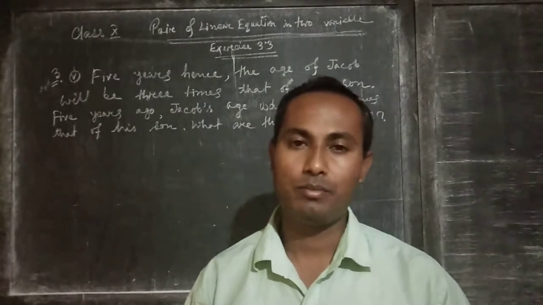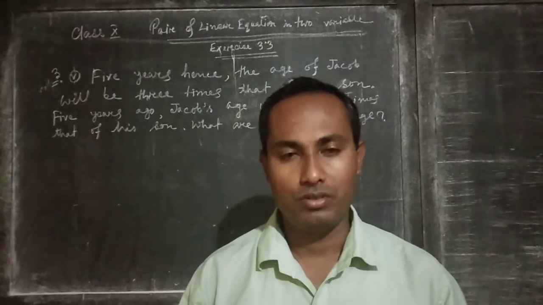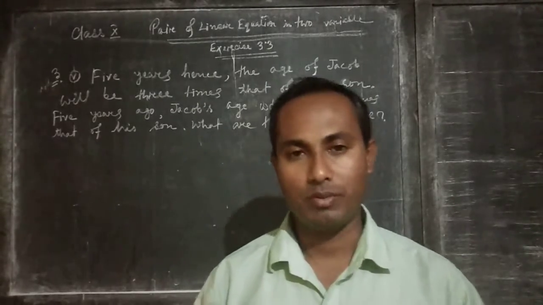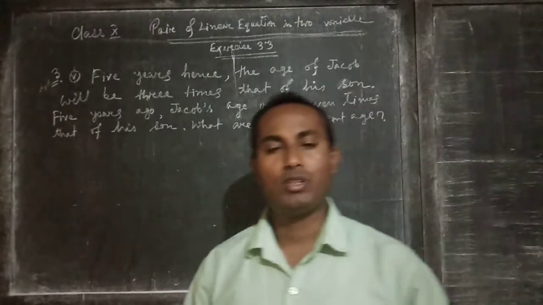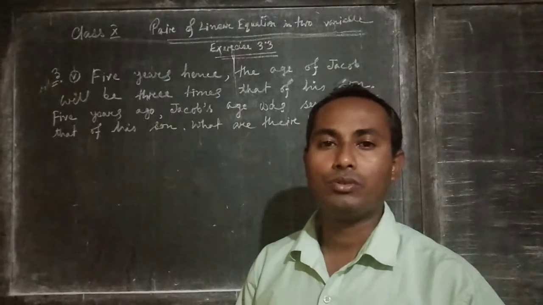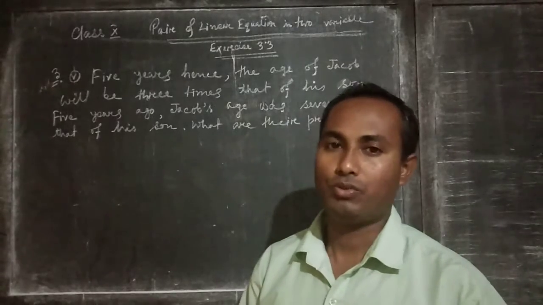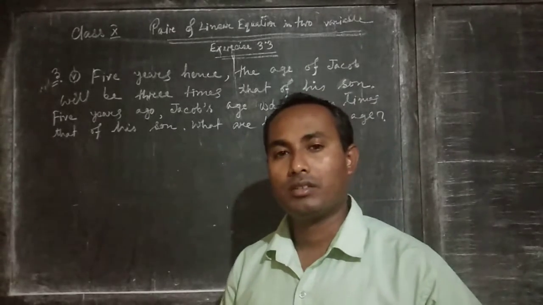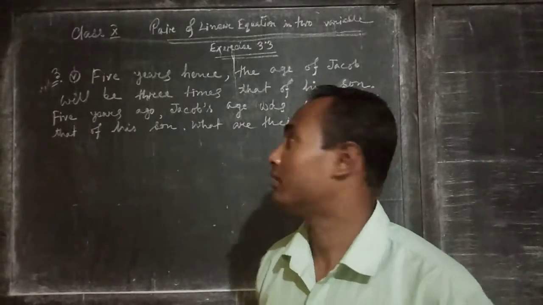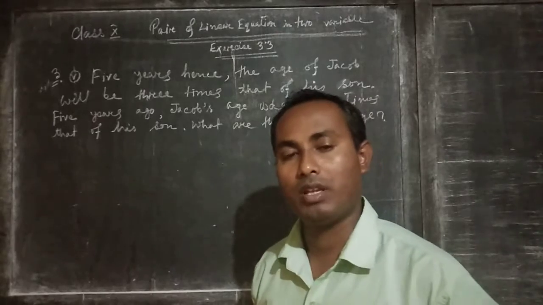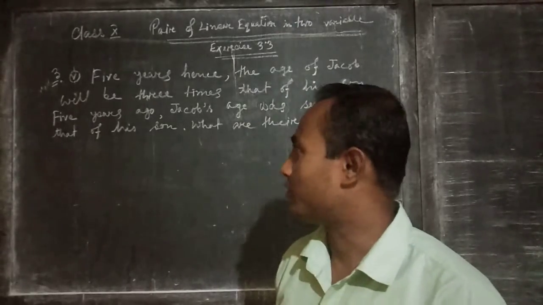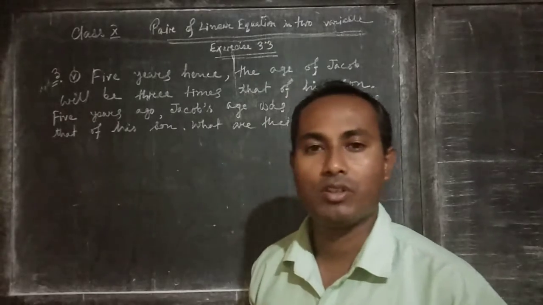Okay, now I'm going to start my class, and today I will discuss and solve a question included in the third chapter of class 10 mathematics, that is Pair of Linear Equations in Two Variables, exercise 3.3, question number 35. Let us see what the question is.